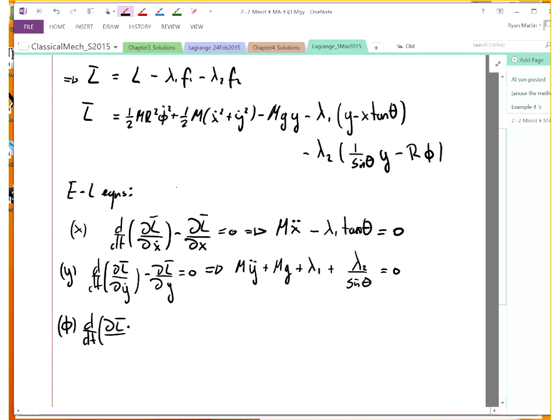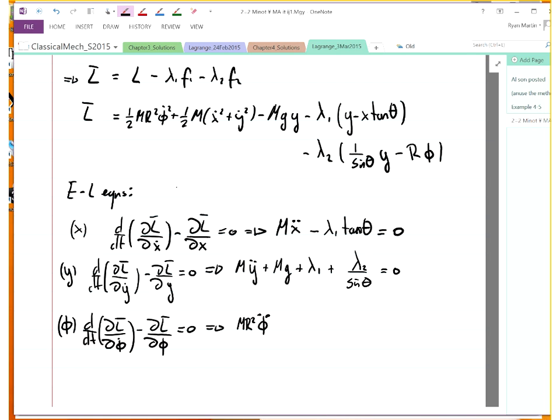Our last degree of freedom is phi. There the Euler-Lagrange equation says that d by dt of ∂L̄/∂φ̇ minus ∂L̄/∂φ equals 0. Where do I have phi dots? I have phi dots in the first term, from the rotational kinetic energy. If I take ∂L̄/∂φ̇, I have mr squared phi dot. m and r are both constants, so when I take d by dt of that, I get mr squared phi double dot.